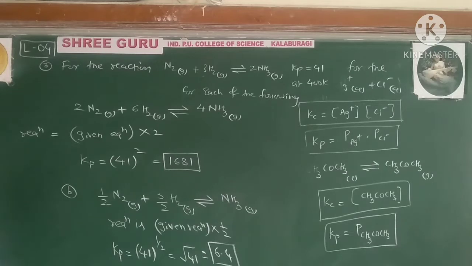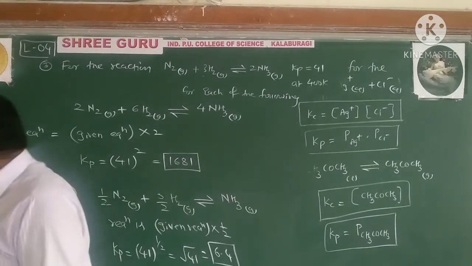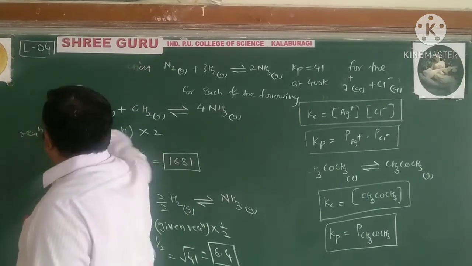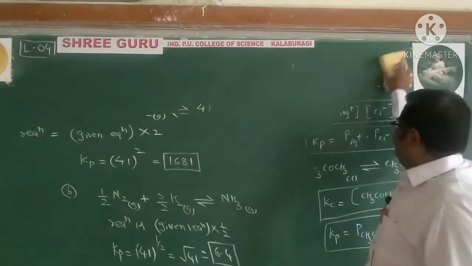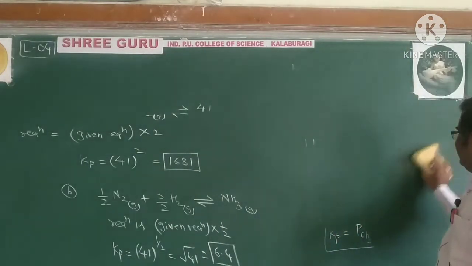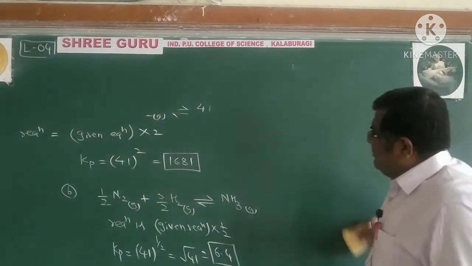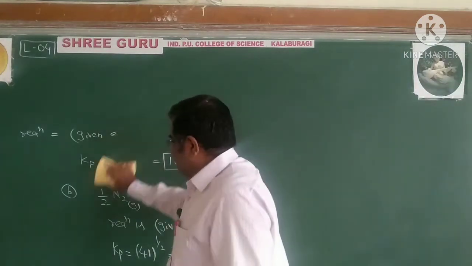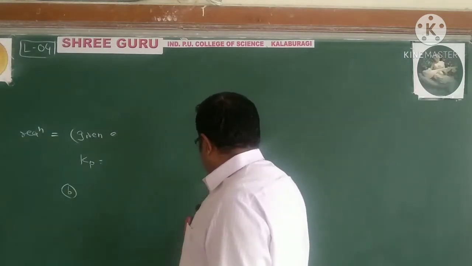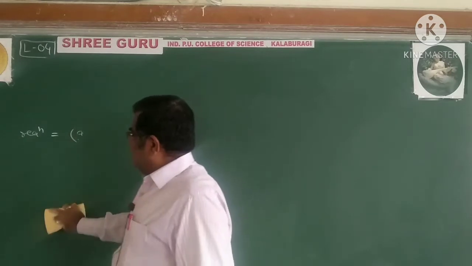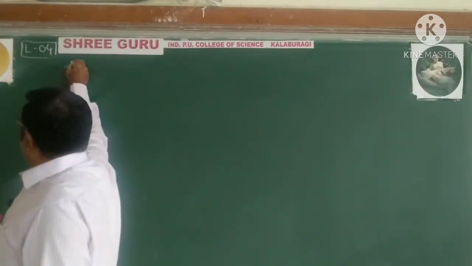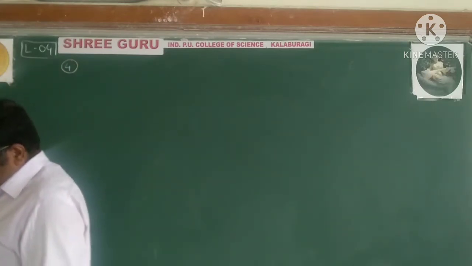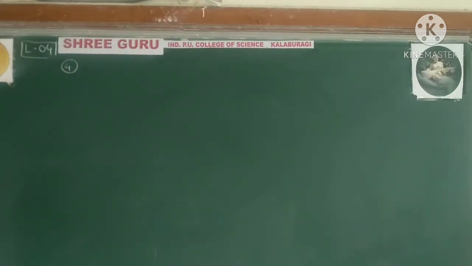Now, next question. The following concentrations were obtained. Now we calculate the equilibrium concentrations. One of the applications of the equilibrium constant is calculation of equilibrium concentration. That part we will understand now by solving questions. The question is question number 4 in this series.